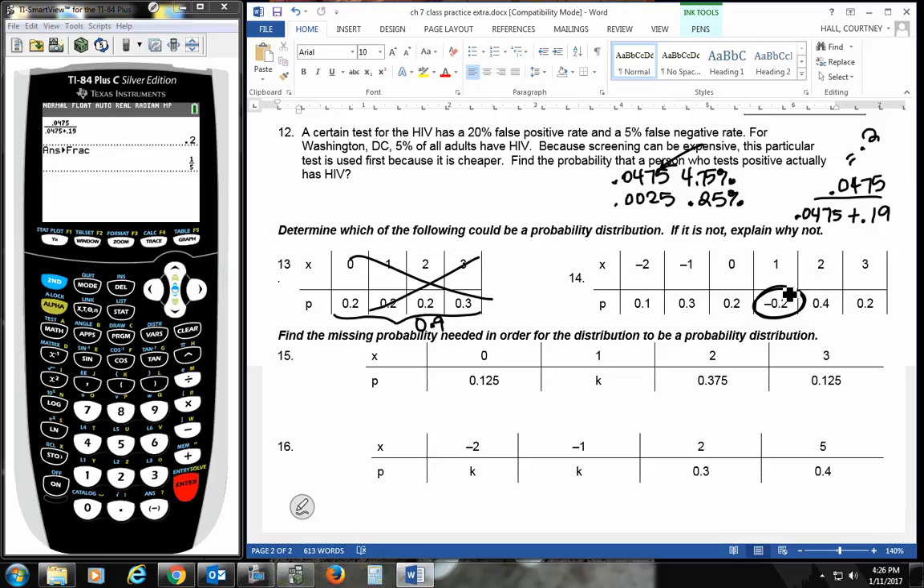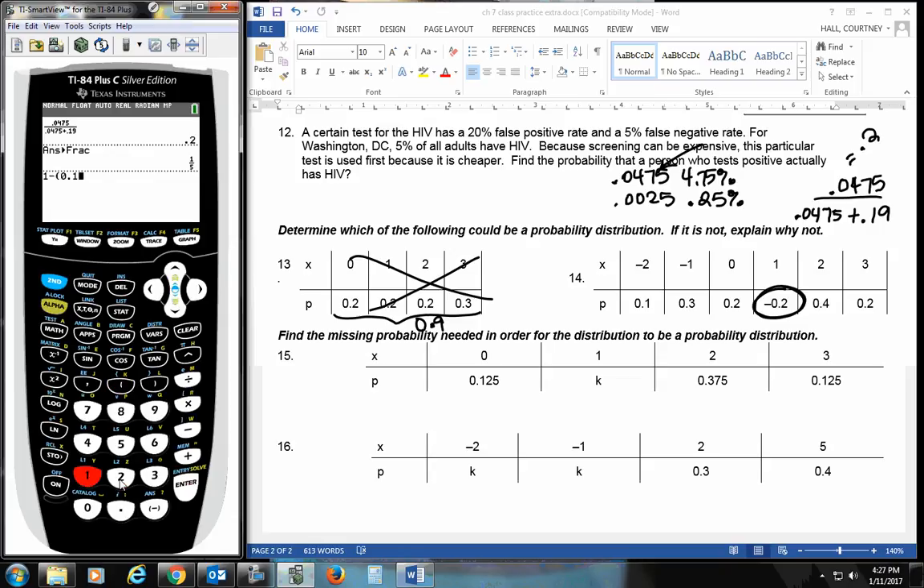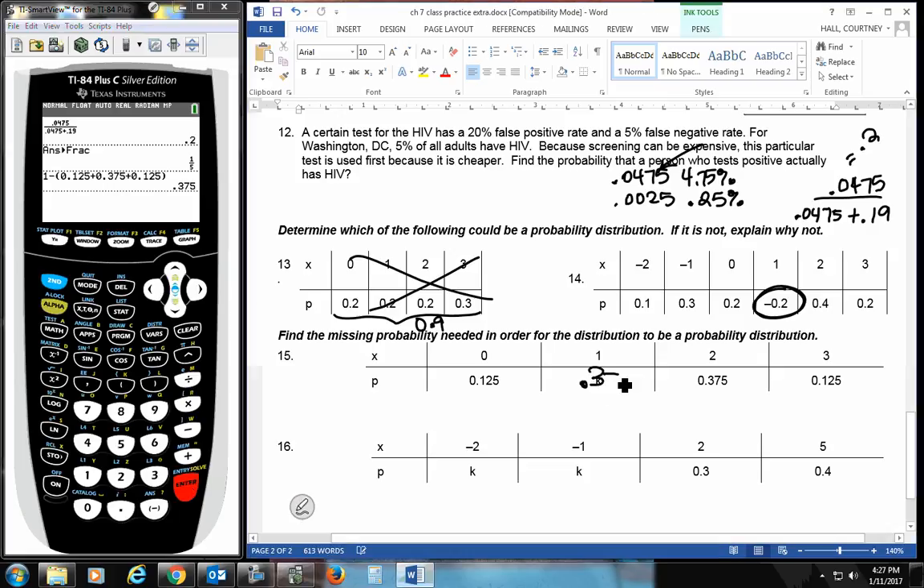Okay, number 15, we need to use the fact that the probabilities have to add to 1. And so we do 1 minus the sum of everything we have. So we're going to take 0.125 plus 0.375 plus 0.125. Again, add it all together, subtract it from 1, and you're left with 0.375 for the missing probability. 0.375 would be our K there. And then it would add up to 1.